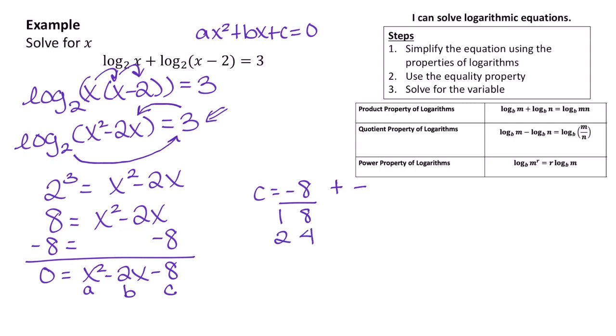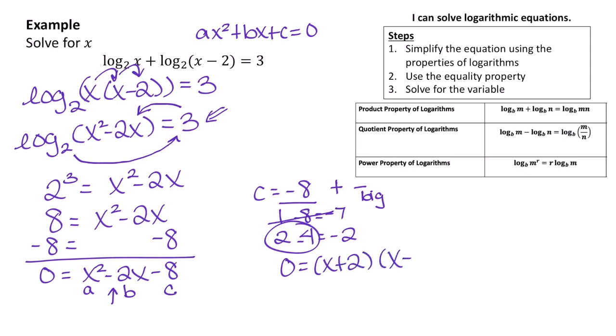And then since b is negative, I'm going to make my bigger factor negative. Okay, so all these bigger factors are negative. Well, 1 plus negative 8 is negative 7, so that's no good. 2 and negative 4 is negative 2, so that's going to be my perfect combination. So I'm going to rewrite this as 0 equals x plus 2 times x minus 4.